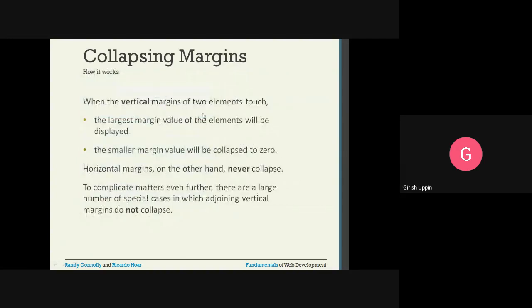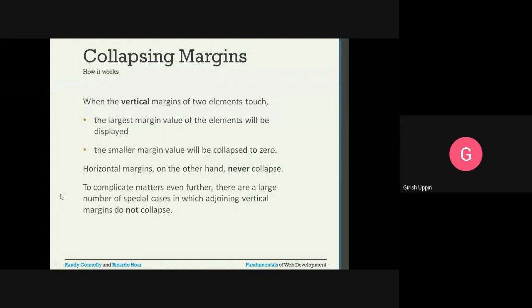When the vertical margins of two elements touch, the largest margin value of the element will be displayed. As I told you, always if there is a margin vertically between the two elements, it will check whichever has the largest margin, that will be retained. Okay, and the other will be discarded. The smaller margin will be collapsed to 0.